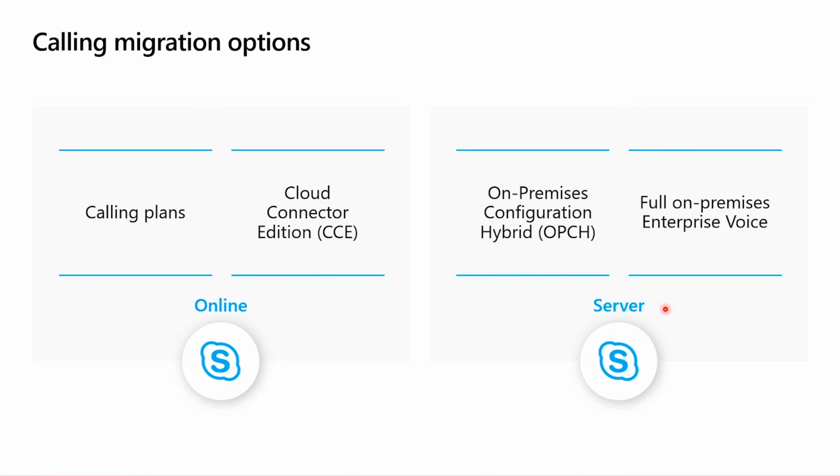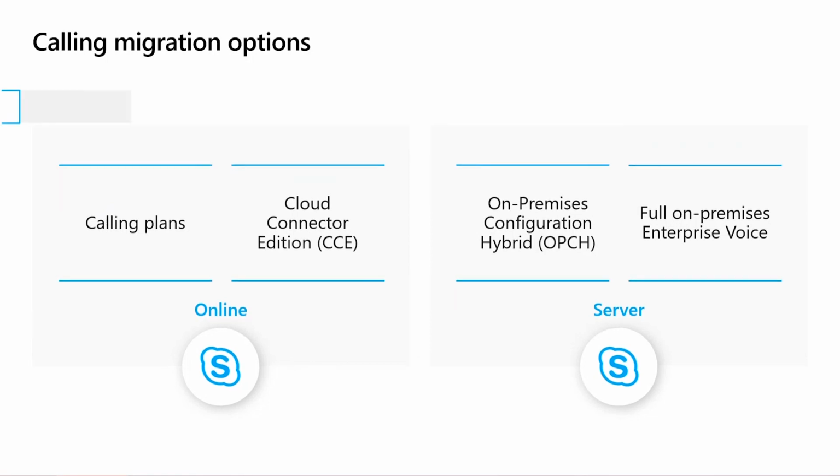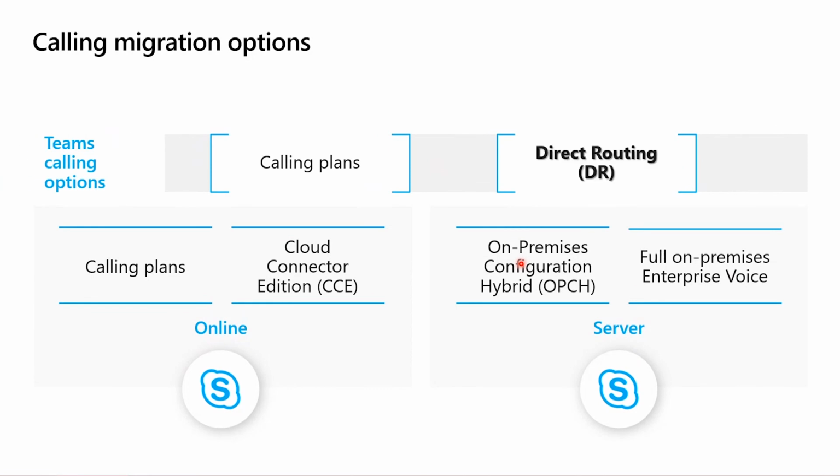If you deployed Skype for Business Server on premises, you may have deployed a full on-premises enterprise voice. Your users are homed on premises and voice routing happens on premises. You may have configured on-premises configuration hybrid, or OPCH, which means you have Skype for Business Online users taking advantage of on-premises voice resources. So let's see how migration happens here. Teams calling options, as we discussed, are Microsoft Calling Plan or direct routing, with direct routing being the preferred way. It's available worldwide.